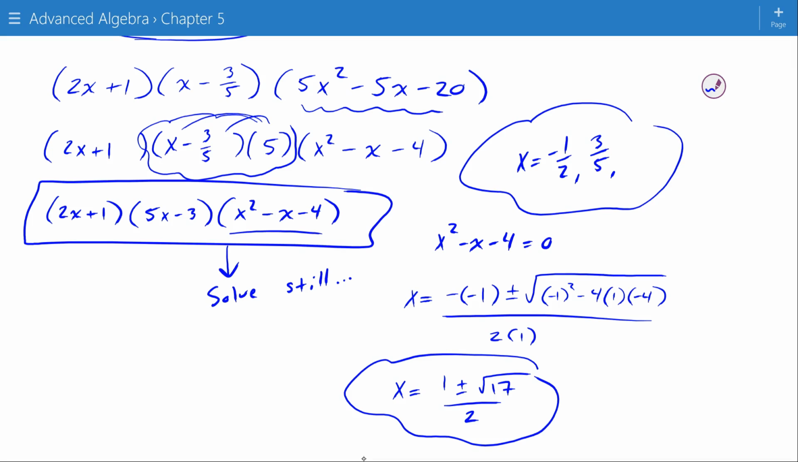-1/2, 3/5, and 1 plus or minus root 17 over 2. Write it all out. We get x equals -1/2, 3/5, 1 plus root 17 over 2, and 1 minus root 17 over 2.